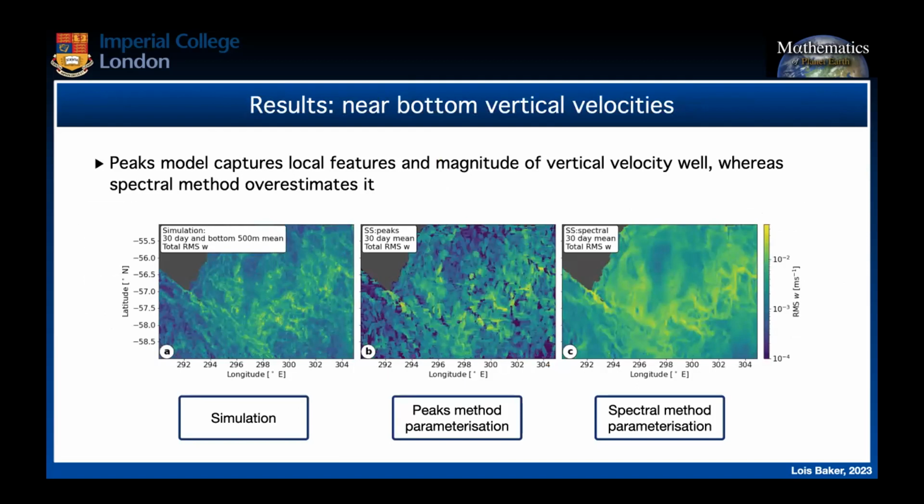And just quickly, some results. Before looking at the energy flux, I'll look at the near bottom vertical velocities. On the left, this is from the simulation. In the middle, that's from the peaks method. And on the right, that's from the spectral method. We're looking at 30-day and bottom 500-meter mean vertical velocities. And you can see that the peaks model captures quite a lot of the local features of the flow and the magnitude of the vertical velocity quite well, whereas the spectral method actually overestimates it quite a lot. And we might expect that from the way that the spectral method is devised. So that's the vertical velocity.